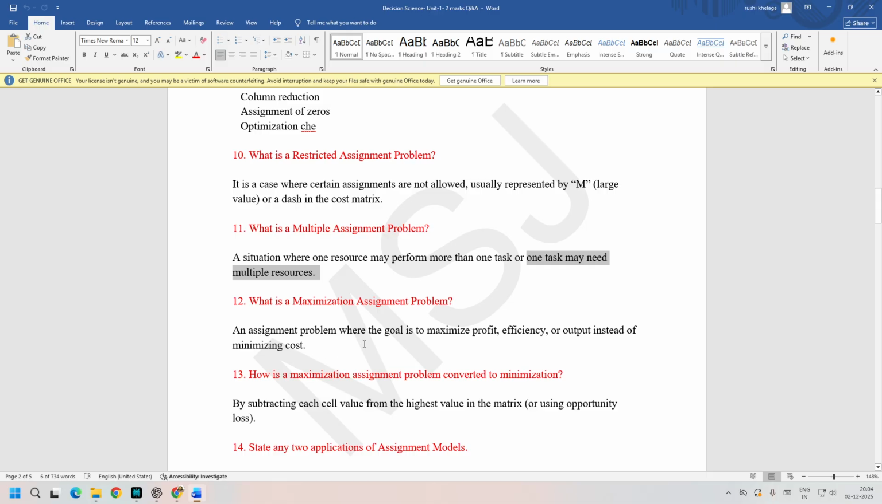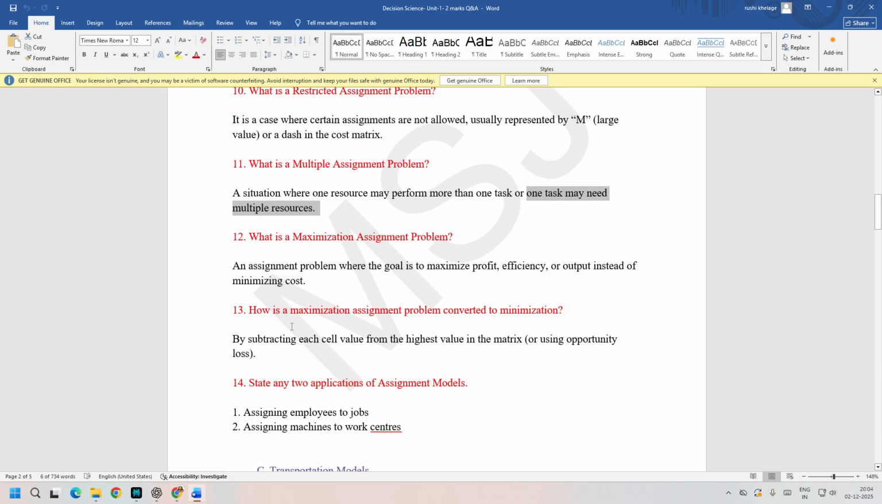An assignment problem where the goal is to maximize profit, efficiency, or output instead of minimizing cost. Now, question number 13 is: how is a maximization assignment problem converted to minimization? By subtracting each cell value from the highest value in the matrix, or using opportunity loss.